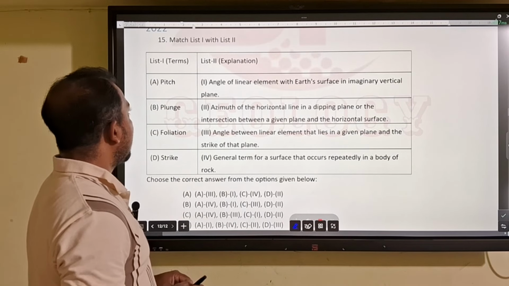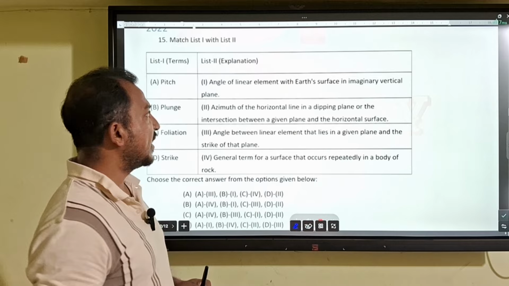So let's come to the table match. Pitch, you will know, is the angle between a line on the bed and the strike of the bed.